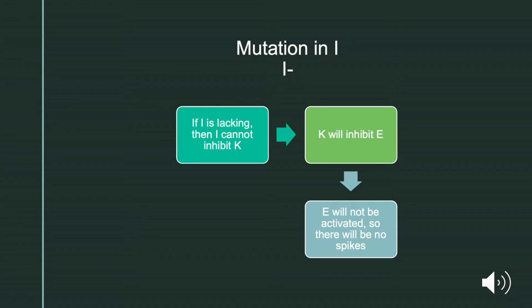The next mutation that we're going to talk about is in I, and if I is lacking, then it cannot inhibit K. K then will inhibit E, and E will not be activated, so there will be no spikes.